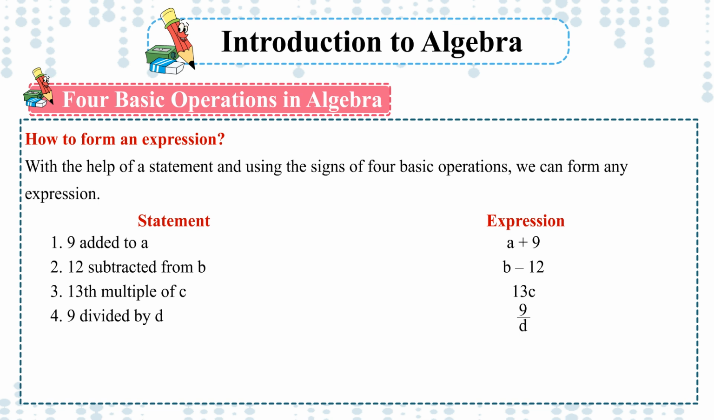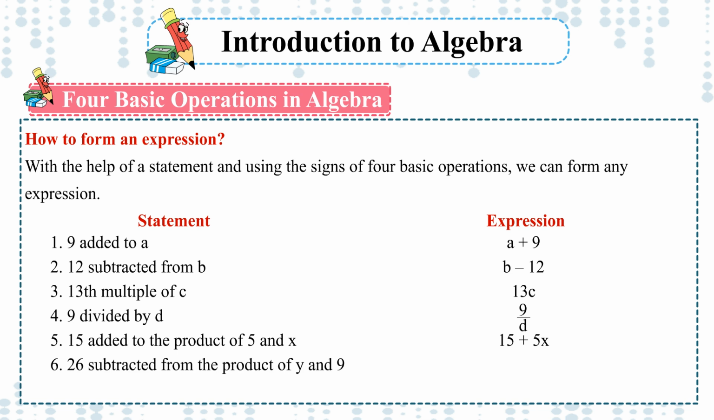5. 15 added to the product of 5 and x: 15 plus 5x. 6. 26 subtracted from the product of y and 9: 9y minus 26. 7. 15 is subtracted from the sum of 3z and z raised to the power 2: z raised to the power 2 plus 3z minus 15.